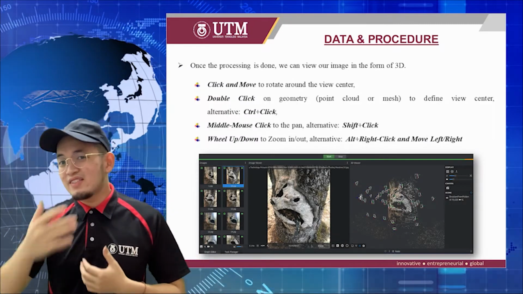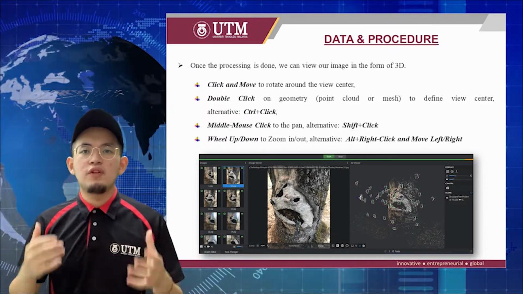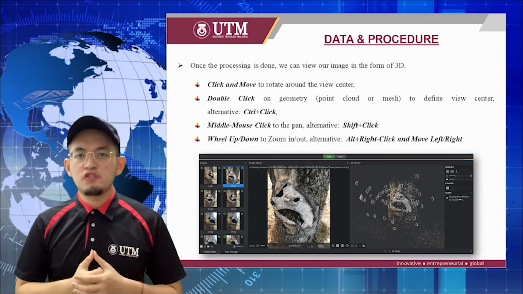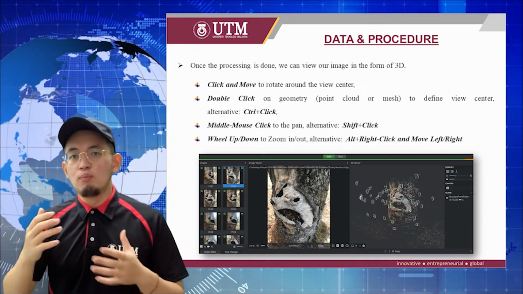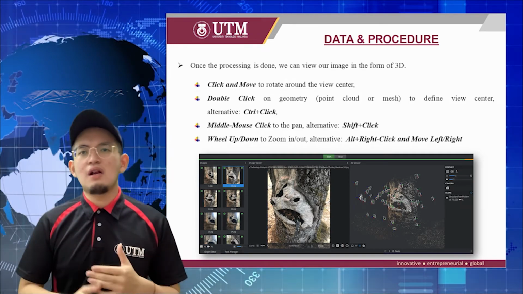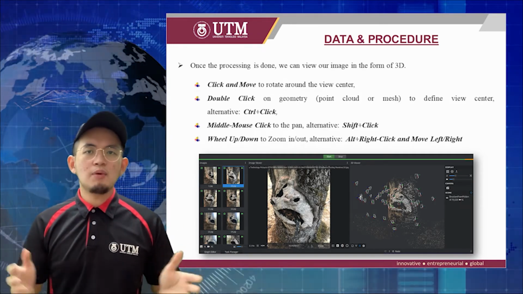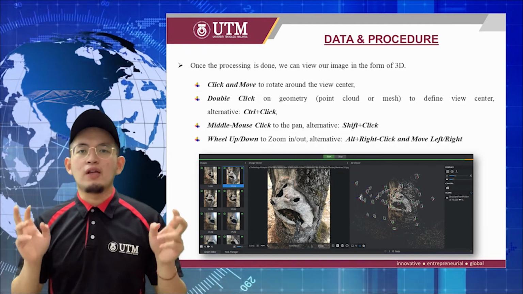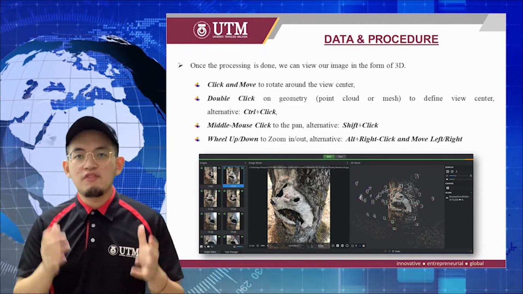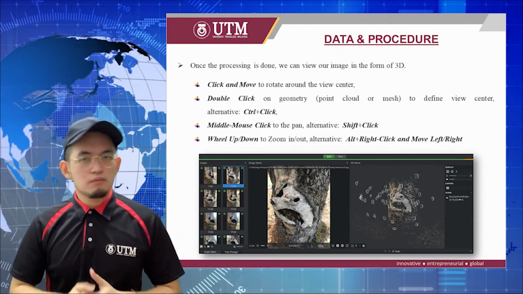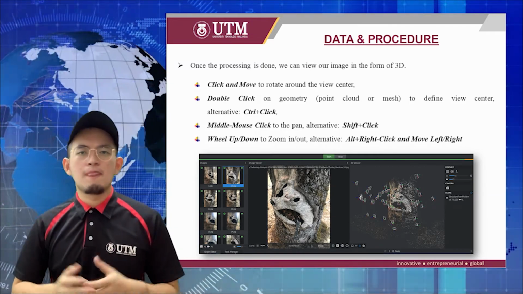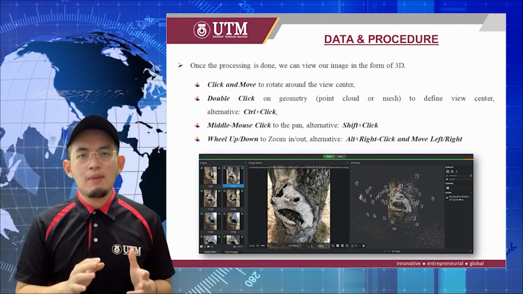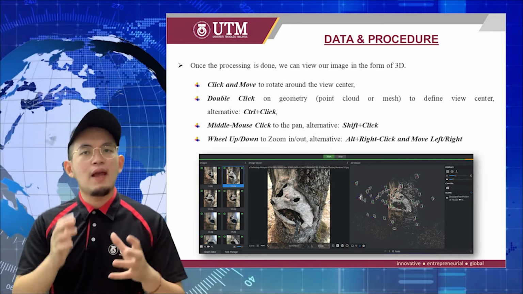Once the processing is done, we can view our images in three dimensions. We can click and move the mouse to rotate around the view center. Double click on the geometry, point cloud, or mesh to define the view center. Click the middle mouse button to pan, and we can wheel up and wheel down to zoom in and also zoom out.